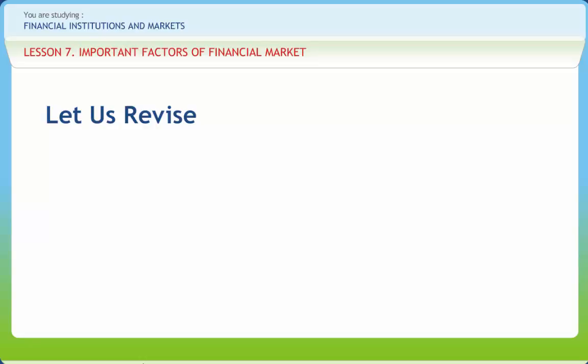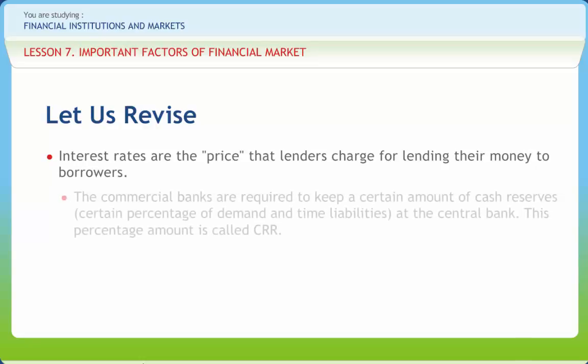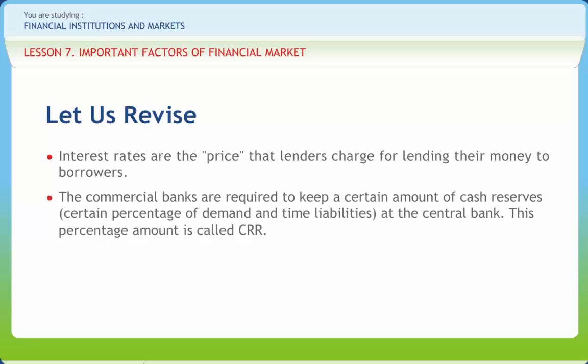Before we end, let us briefly revise what we have studied so far. Monetary policy is one of the two ways the government can impact the economy. By impacting the effective cost of money, the RBI can affect the amount of money that is spent by consumers and businesses. Interest rates are the price that lenders charge for lending their money to borrowers. The commercial banks are required to keep a certain amount of cash reserve, a certain percentage of demand and time liabilities, at the central bank. This percentage amount is called CRR.